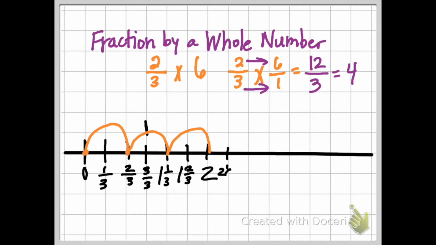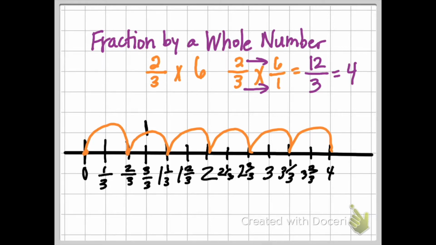So this will be 2 1/3, 2 2/3, and jump. That's 4. Remember, we need 6. Three 1/3. That's 5. We're getting closer. And that's 6. So when we look at 2/3 times 6, our answer is found right here, 4.